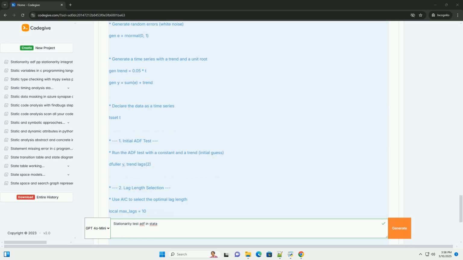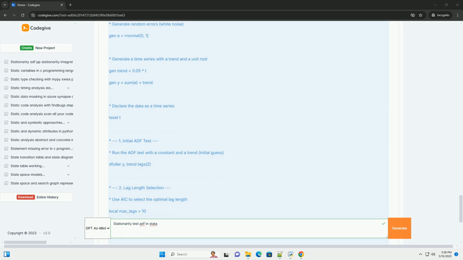General to specific approach. Start with a relatively large number of lags and then successively reduce the number of lags, testing the significance of the last lag. If the last lag is not statistically significant, remove it and repeat the process. Rule of thumb. Some analysts use rules of thumb like p = int(12*(T/100)^(1/4)), where T is the number of observations.